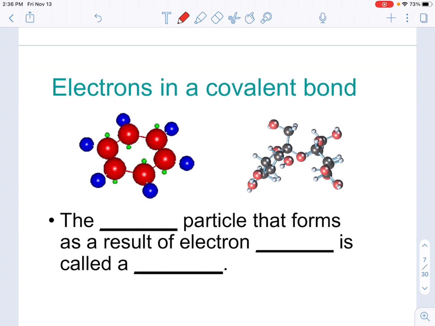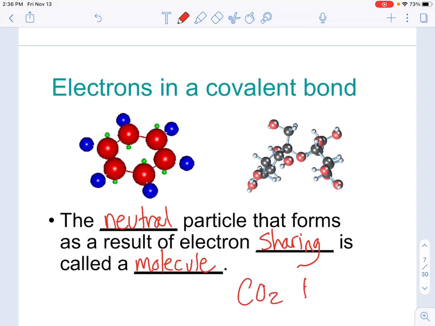Okay, electrons in a covalent bond: what we get here is the neutral particle that forms as a result of electron sharing. It's called a molecule. Okay, so carbon dioxide, water, sugar, all examples of bonds that are covalently made.